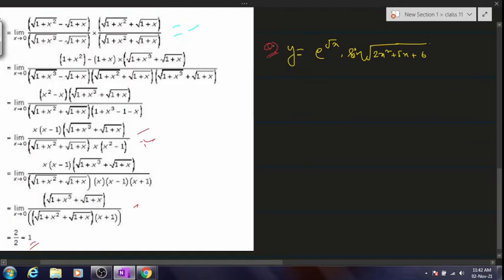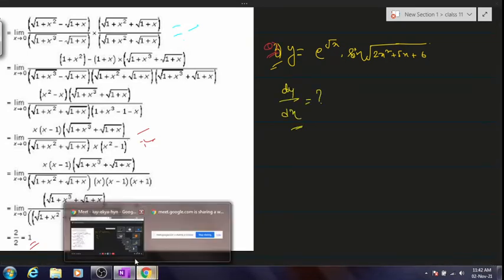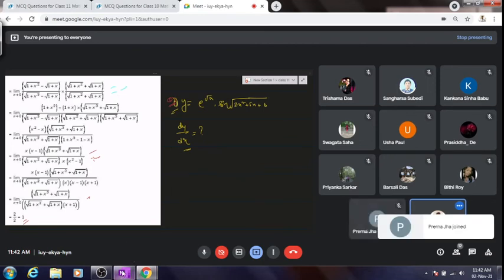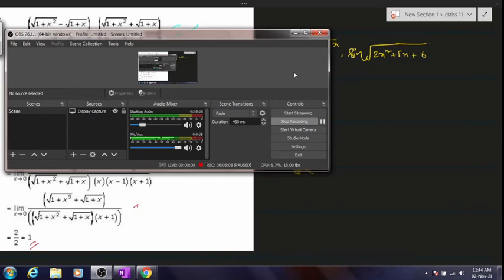So the third question is coming up on your screen: y is equal to e to the power root x into sine root over 2x square plus 5x plus 6. You will have to find the derivative of the above mentioned function. So I'll pause the video. I hope people can see it.